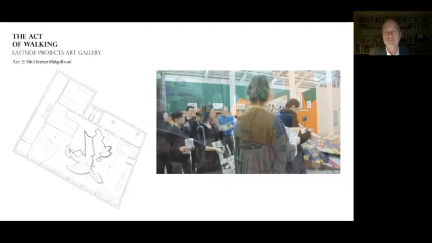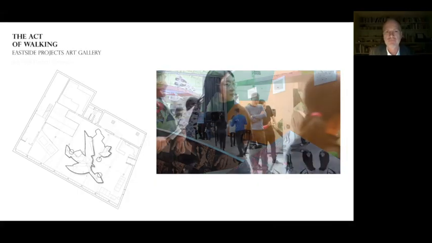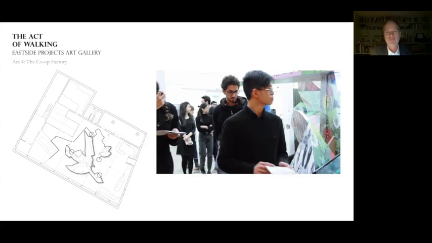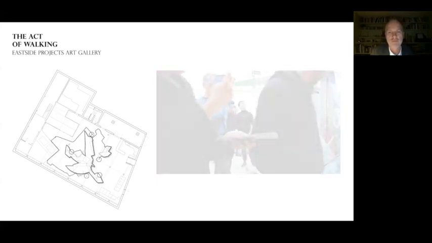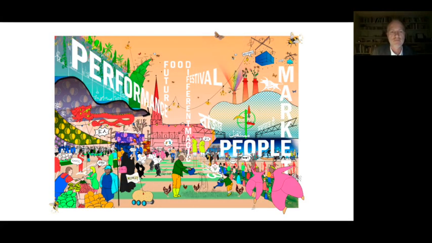Before us lay remnants of the Inner Ring Road, a 1960s infrastructure plan for Birmingham City. Sir Herbert Manzouni, chief city planner of Birmingham. And now we are in front of the Co-op factory, a Grade 1 listed industrial Victorian building.